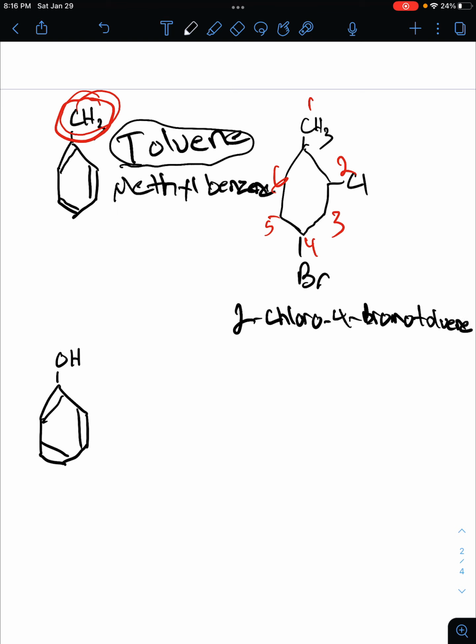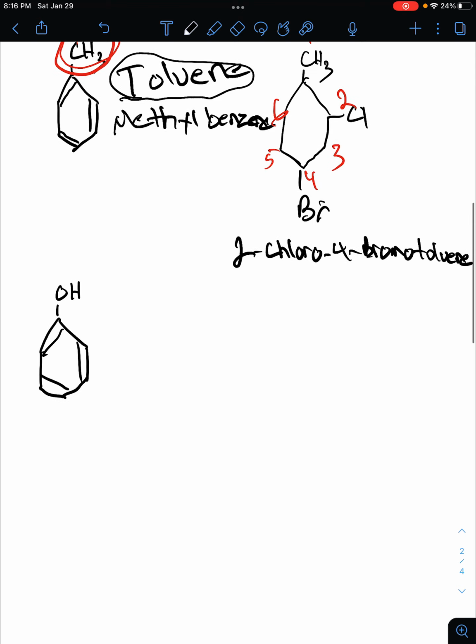Right, 2-chloro, 4-bromo toluene. Actually, it would not be that. It actually would be 4-bromo. Remember, you alphabetize it first. 4-bromo, 2-chloro toluene.